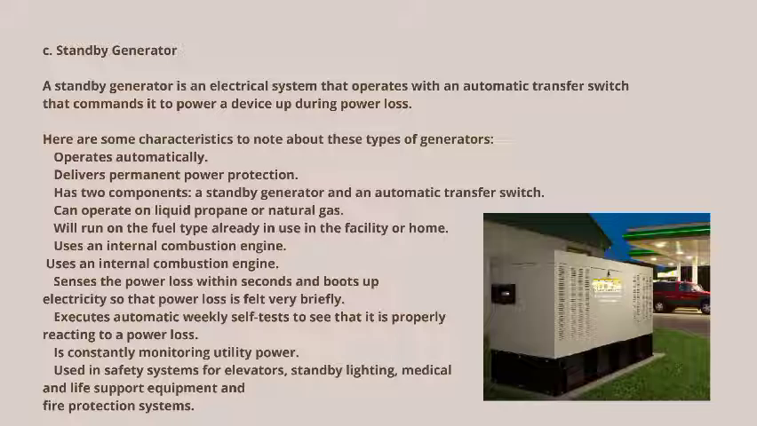Is constantly monitoring utility power. Used in safety systems for elevators, standby lighting, medical and life support equipment, and fire protection systems.